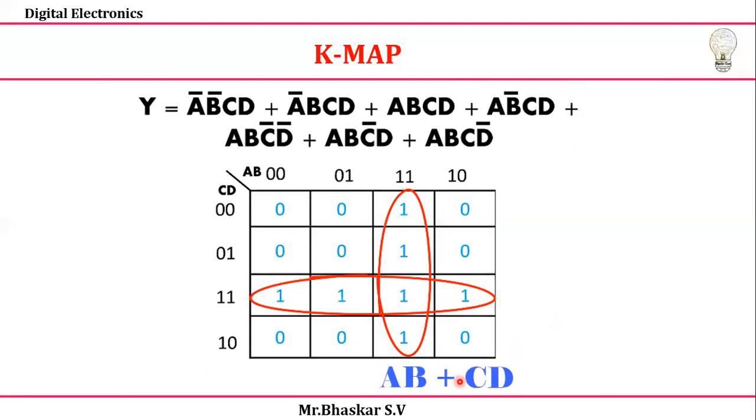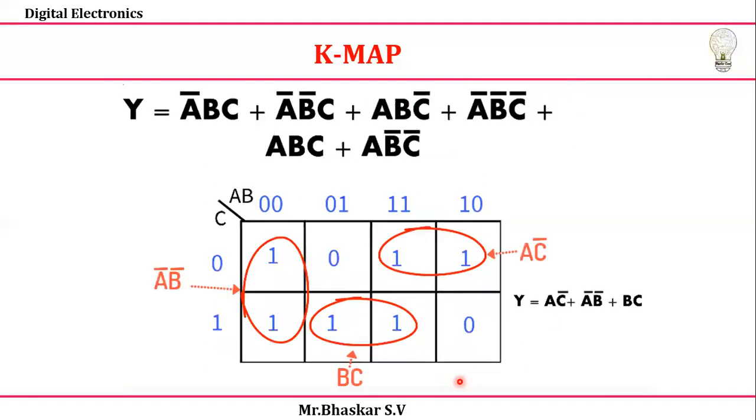Okay. So next is another example I'm going to take here. A bar BC. First you need to represent it in a K-map. You already know how to represent this one. A bar BC. A bar is nothing but 0, B is 1, and C is 1. So make this a 1. Similarly, you represent all the values here in the K-map.